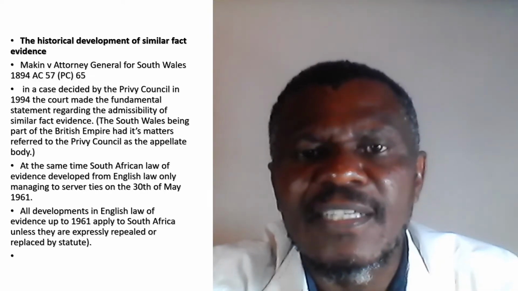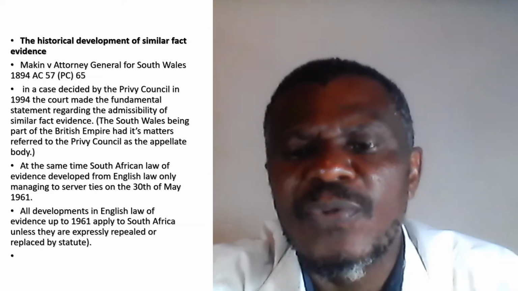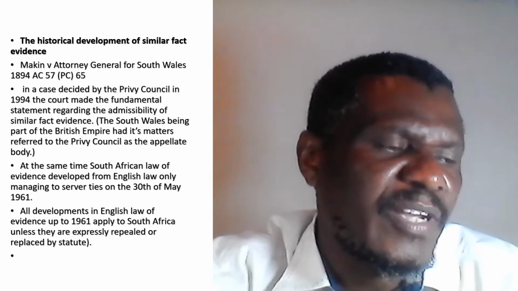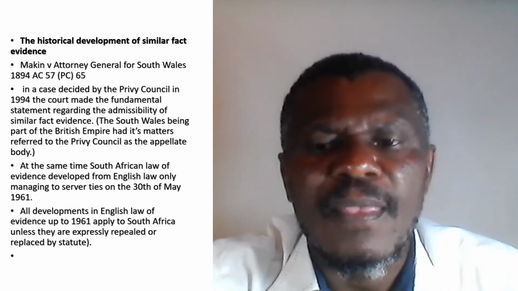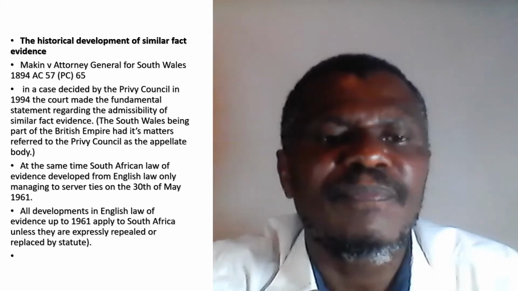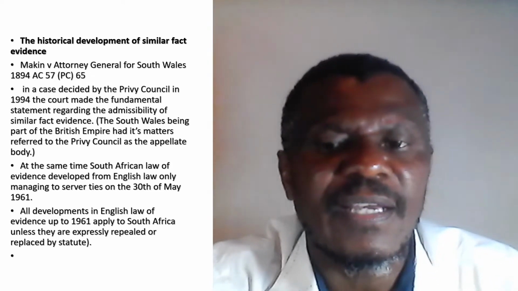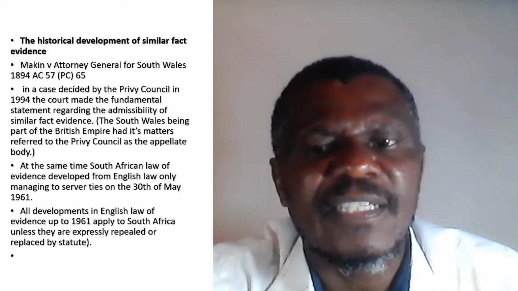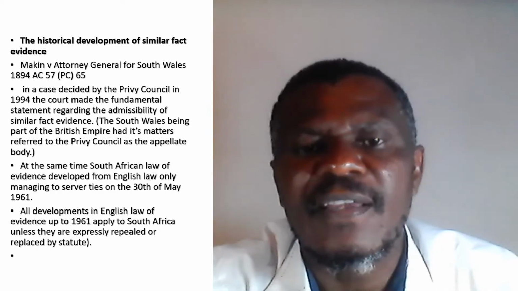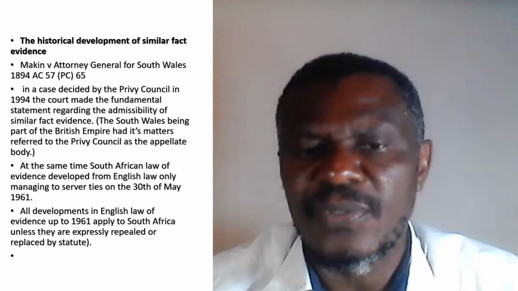And so it had its matters referred to the Privy Council as the appellate body, which then means that whatever decisions were made by the Privy Council in connection with issues or cases in New South Wales would also be applicable to South Africa in terms of that colonial relationship between South Africa and Britain. So that's very, very important to take note of.